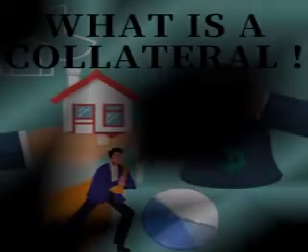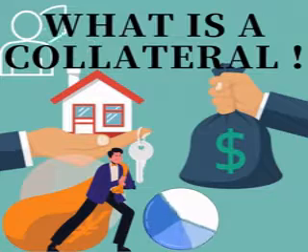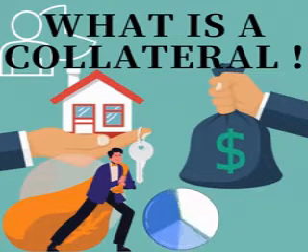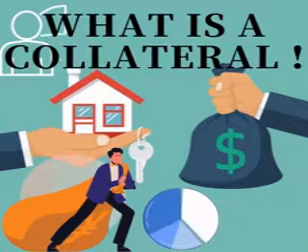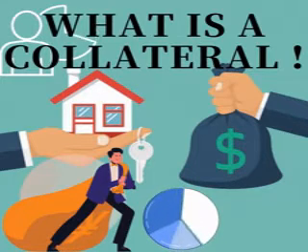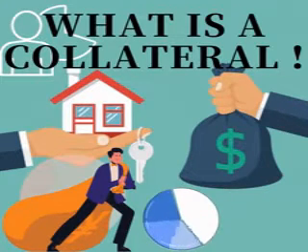Collateral. What is a collateral? Collateral is an asset or property that an individual or entity offers to a lender as security for a loan. It is used as a means to obtain a loan, in terms of a protection against probable loss for the lender should the borrower default.